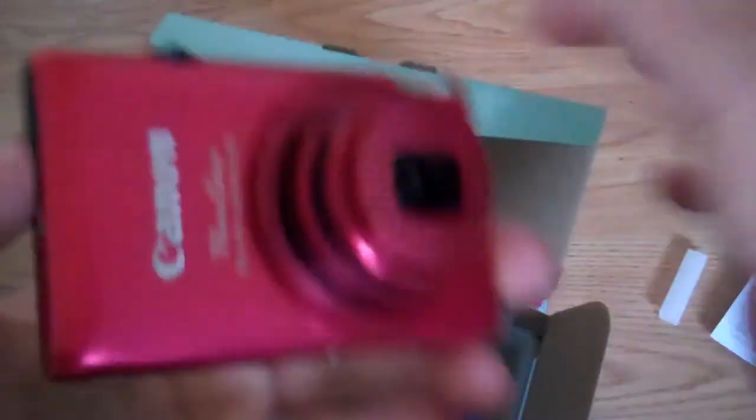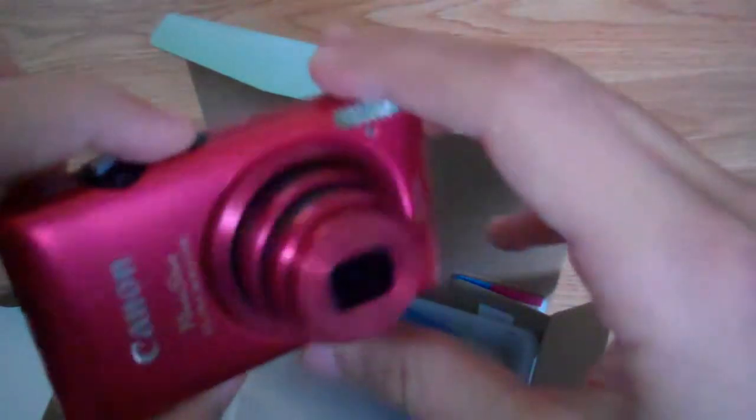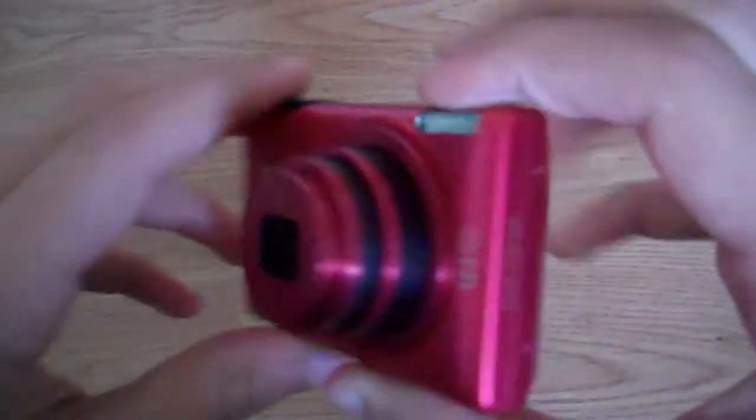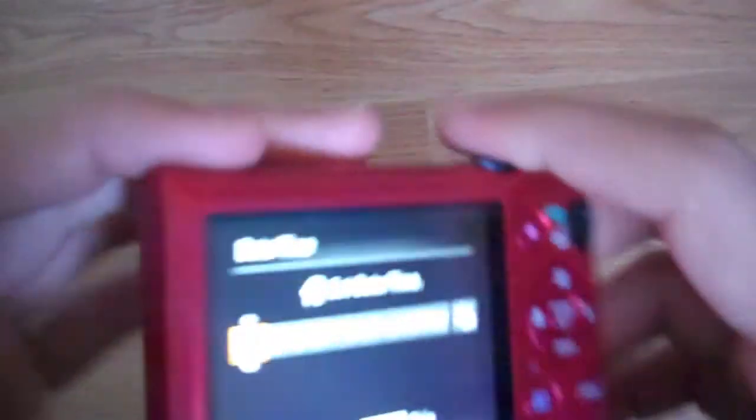So, that was the unboxing for the Canon PowerShot Elph300. Stay tuned for a review of the Canon Elph PowerShot 300.